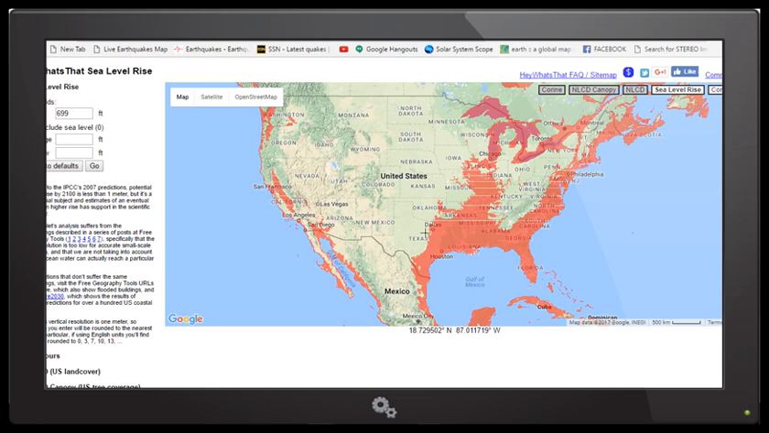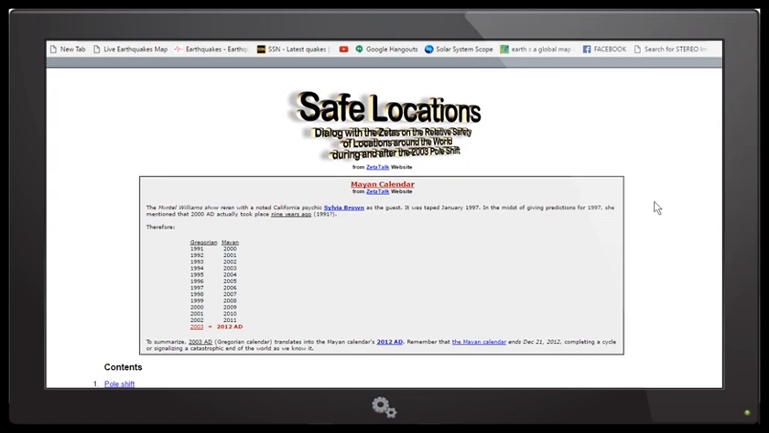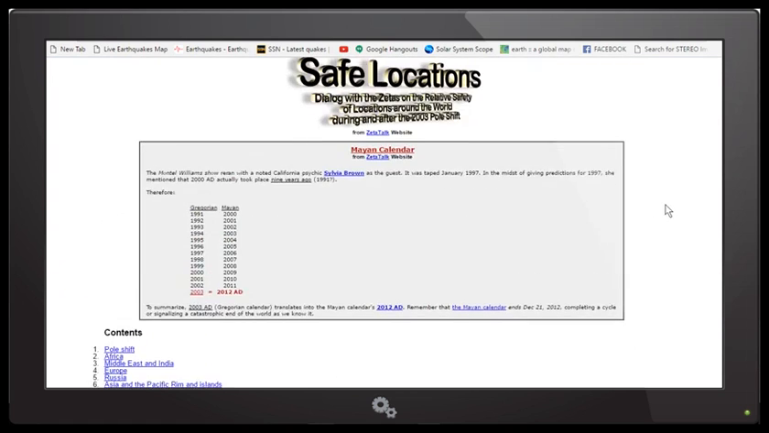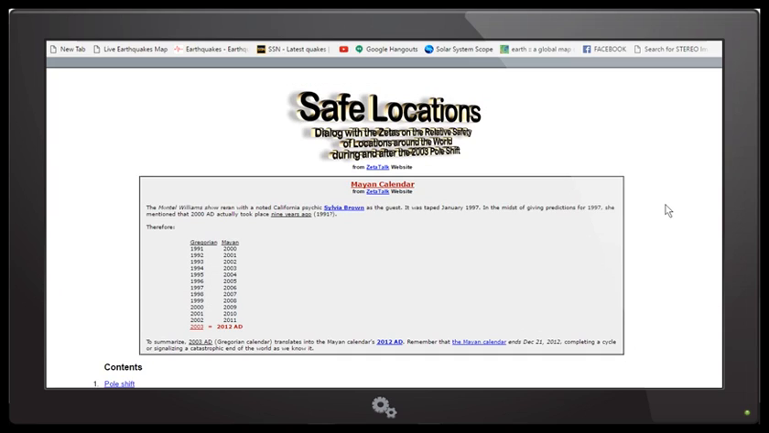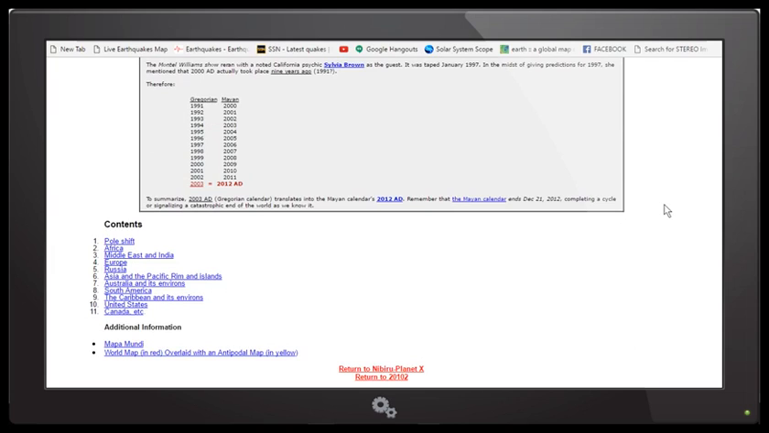So, as far as safe locations go, is there anywhere that would be safe in the event of a crustal pole shift and massive worldwide flooding? Well, yes, there are safe zones. I'm going to give you a link to this information that you're looking at on your screen now, because this goes through a wealth of information.